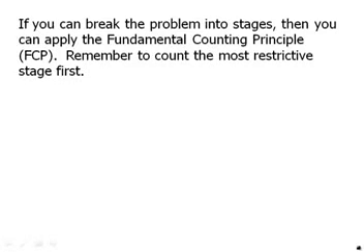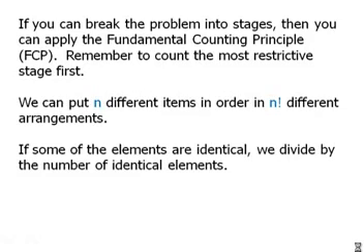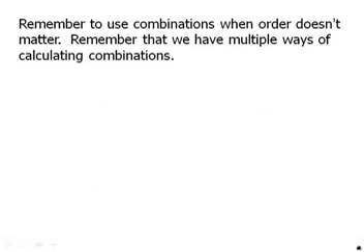If you can break the problem into stages, then you can apply the fundamental counting principle. Remember to count the most restrictive stage first. We can put n different items in order in n factorial different arrangements. If some of the elements are identical, we divide by the number of identical elements. In general, if our counting approach produces repetitions, we divide to eliminate repetitions.